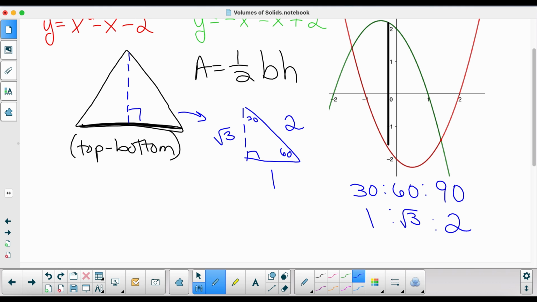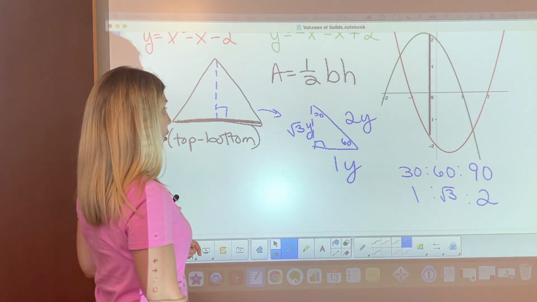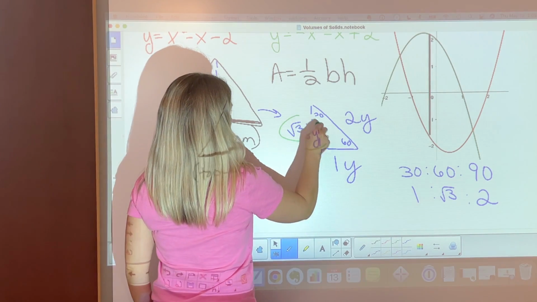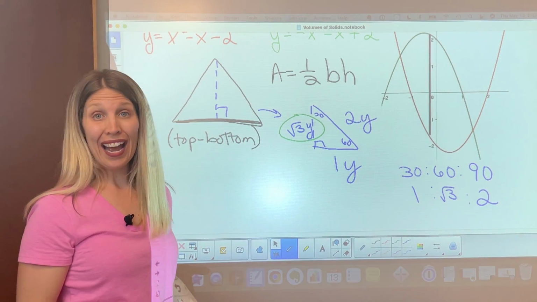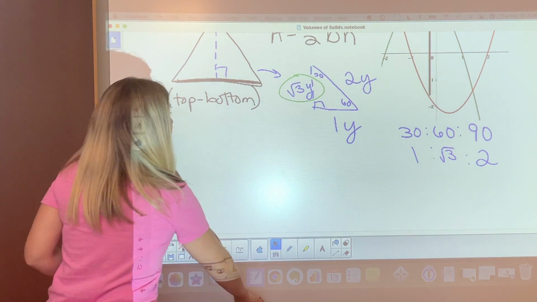Well, you're going up and down the y-axis. So I'm going to say this is 1y. This is the square root of 3y, and this would be 2y. That's how you get your ratios. So the height of our triangle here is actually square root of 3 y. So let's put this together and see what that means.